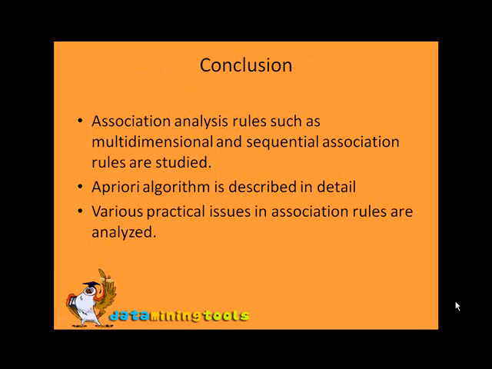So we understood association analysis rules such as multidimensional and sequential association rules. We understood the Apriori algorithm in detail. We analyzed various practical issues in association rules.